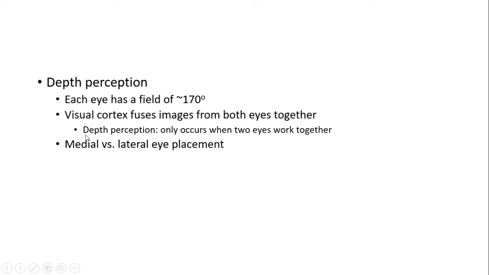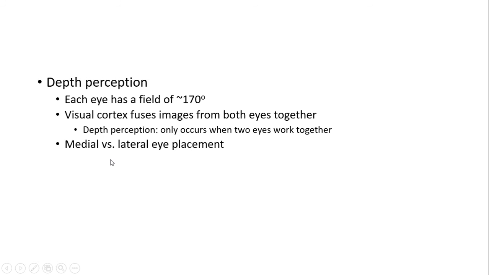And finally, in terms of depth perception, for example being able to distinguish, basically having a three-dimensional view of images, right? In order to have that three-dimensional view, what's farther away, what's closer, both eyes are necessary for this, because the visual cortex fuses the images from both eyes together, and now you have your depth perception, right? It only works when the two eyes work together.